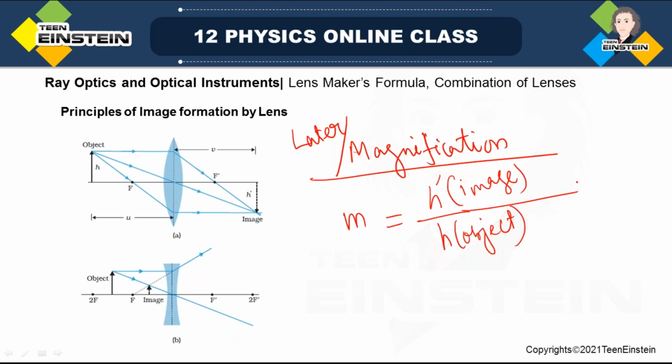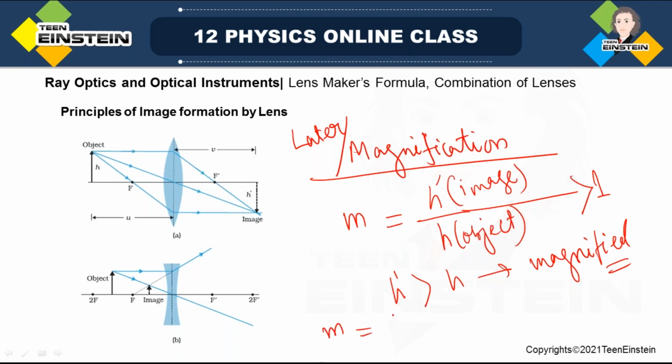So if you get a number which is greater than 1, that means the size of the image is greater than the object. So this will be called a magnified image. Okay, this is called a magnified image. And this magnification can be written in terms of the ratio of image distance to the object distance, v by u. So with this ratio also magnification can be expressed.